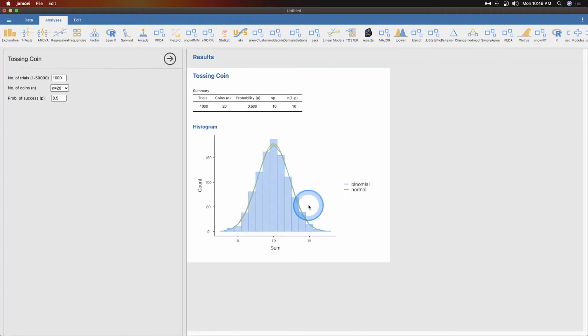So let's talk about tossing a coin first. Okay, so it brings up the results and it brings up the input modules panel here. And so we have 3 parameters that we are going to do. By default, it's going to be 1,000, n of 20, so number of coins that we have, and then the probability of success, which is 0.5 on a fair coin.